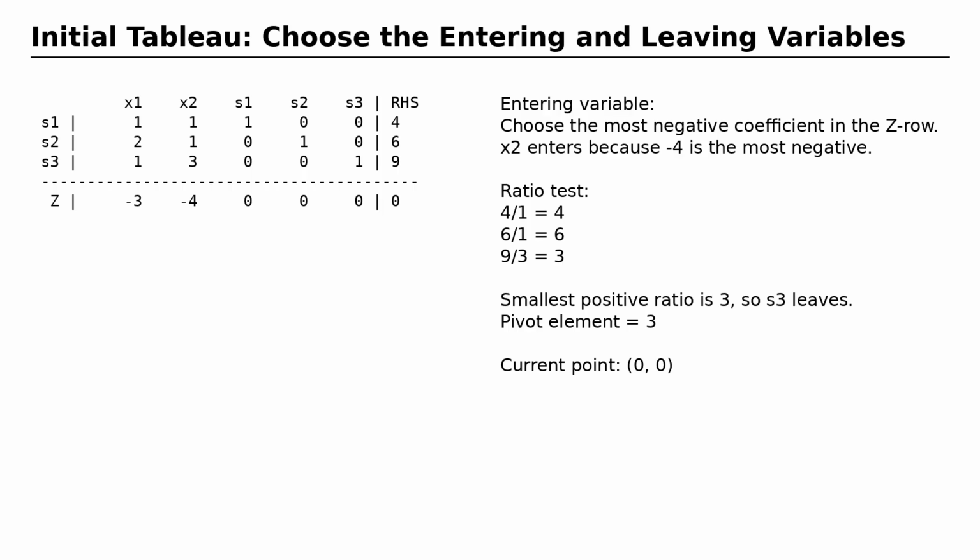The starting basic variables are S1, S2, and S3, so the initial corner point is x1 equals 0 and x2 equals 0. To choose the entering variable, we look at the z row and pick the most negative coefficient. Since -4 is the most negative, x2 enters. Using the ratio test, S3 leaves, so the pivot element is 3.